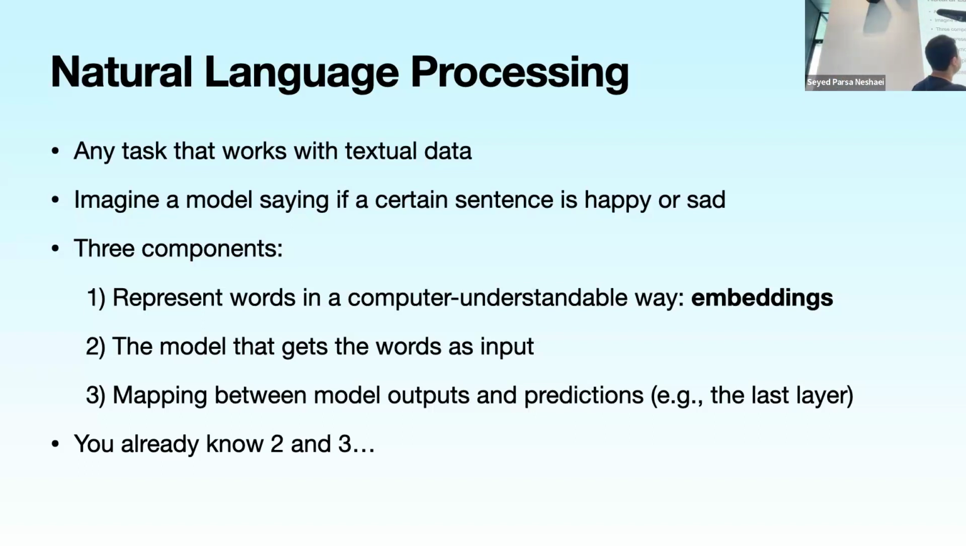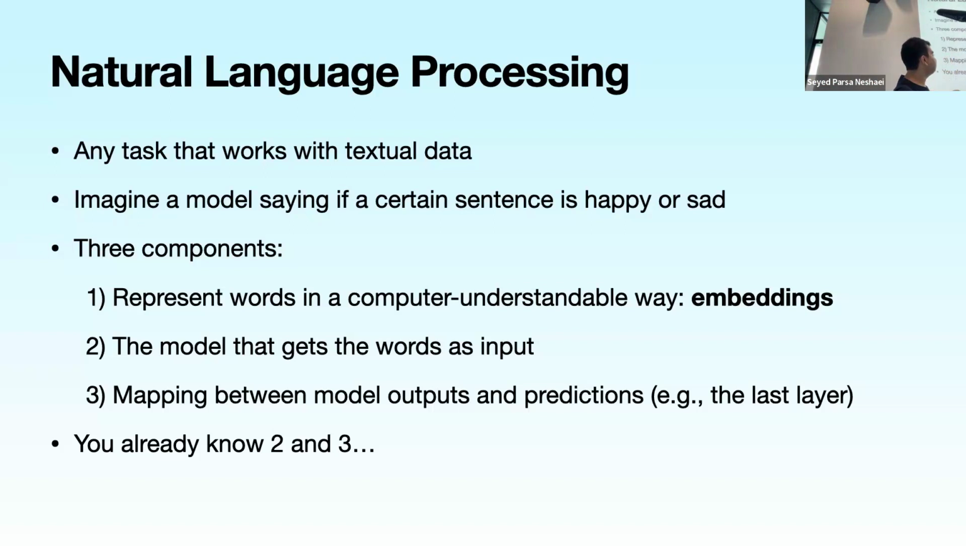So we need some way to represent the words in a computer-understandable way. We usually call the equivalent of a word embeddings, and we'll talk about how we can find such embeddings. So this is one challenge. The second is that we need a model that gets these vectors, the equivalents of the words, as input. And then we need to find a mapping between the outputs of that model and the predictions that we want to give to the user.